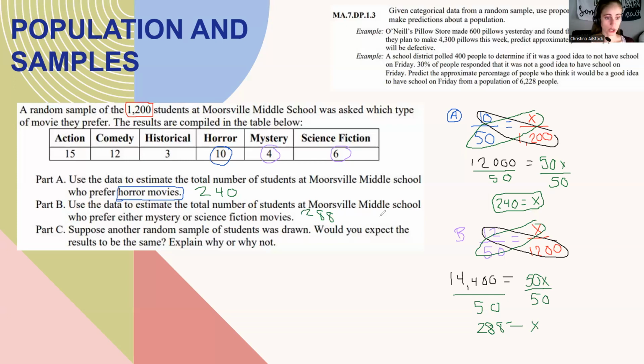290 for part B. But that's kind of the whole purpose of drawing information from a population, and you take a sample. You know that it may not be exact, but with it being a sample, it's going to be an approximation, it's going to be an estimation. And so, yes, I would expect the results to be about the same.